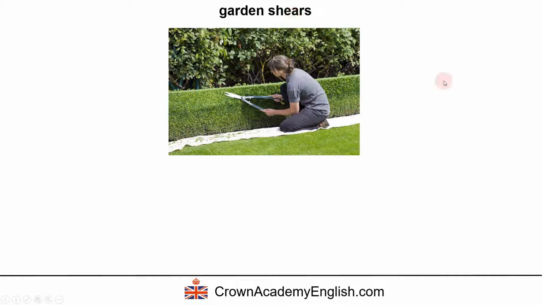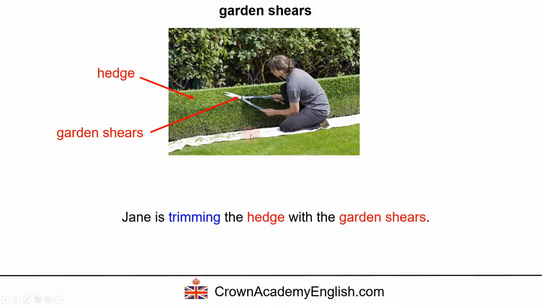Garden shears. So this is the hedge. We call this a hedge. And these are the garden shears. They look like a very big pair of scissors, in fact. And we can say that Jane is trimming the hedge with the garden shears. So this is a very good word. To trim the hedge. To trim means to make a very small cut. To cut a small amount from the hedge. Okay? Trim the hedge.